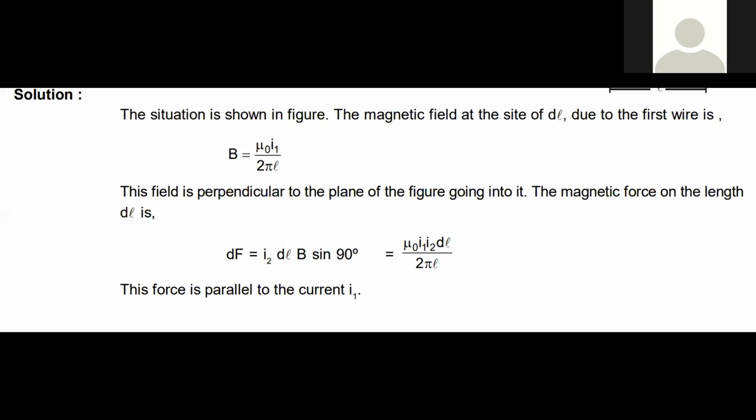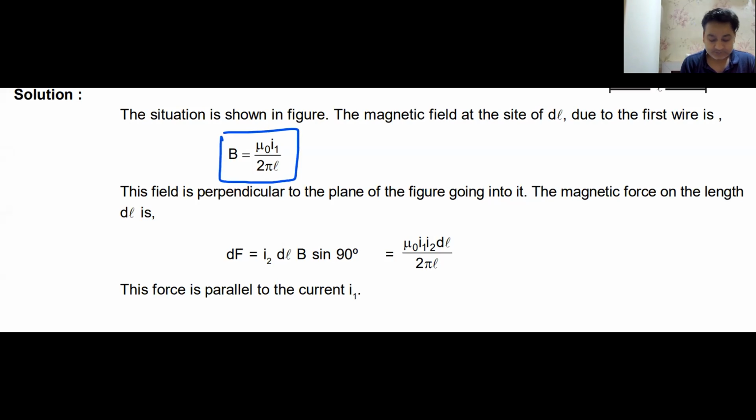I think you would have solved this question. It is pretty simple. You just have to find the magnetic field at a distance of x, which is mu naught I by 2 pi x. Then the length of the wire is given as dl. The angle between B and dl is 90 degrees. This will be the force acting on this small wire.